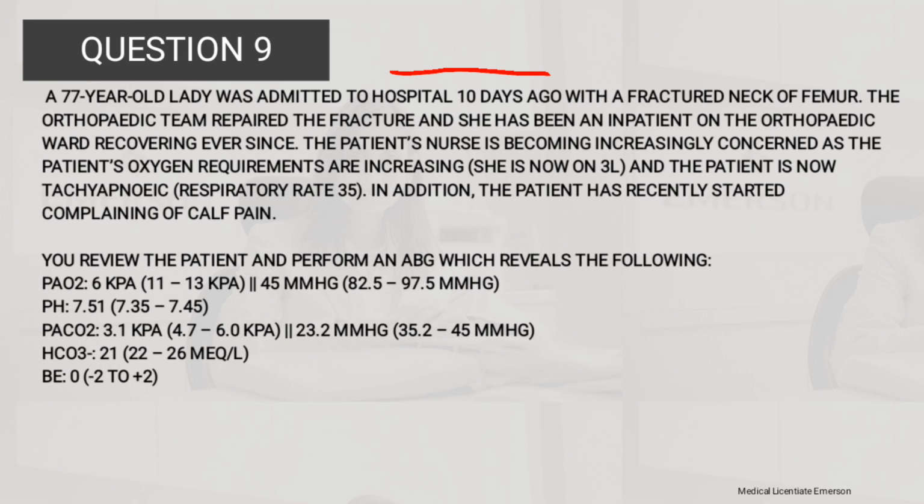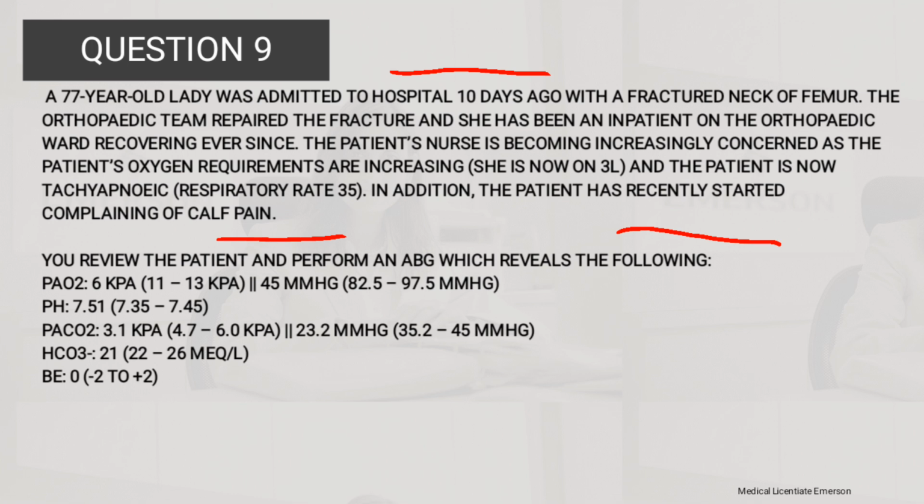The patient's nurse is becoming increasingly concerned as the patient's oxygen requirements are increasing. So she's now on 3 liters of O2. And the patient is now tachypneic, with a respiratory rate of 35. In addition, the patient has recently started complaining of calf pain. You review the patient and perform an ABG, which reveals the following.